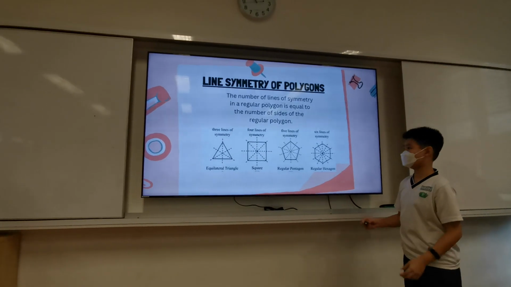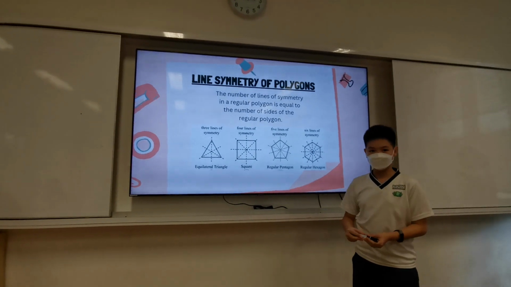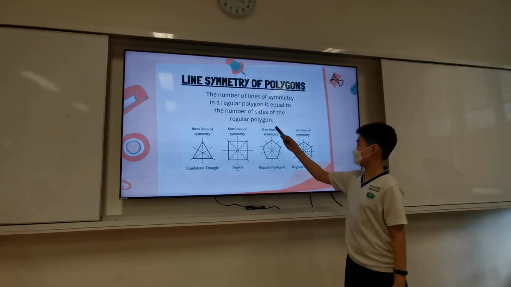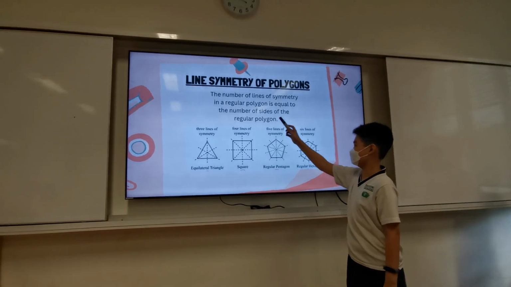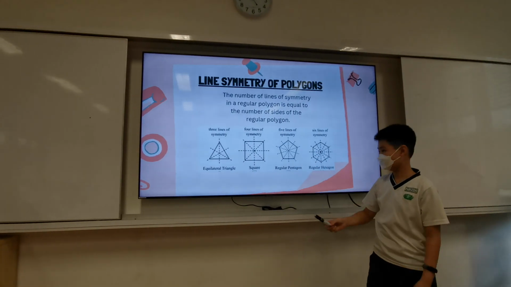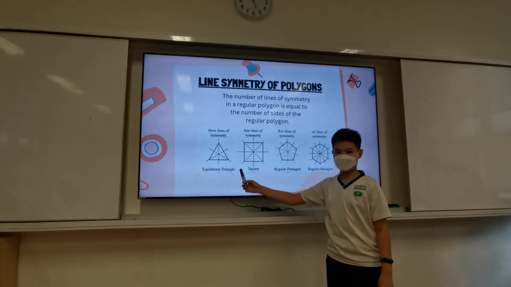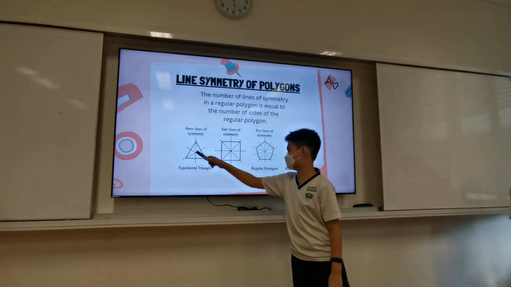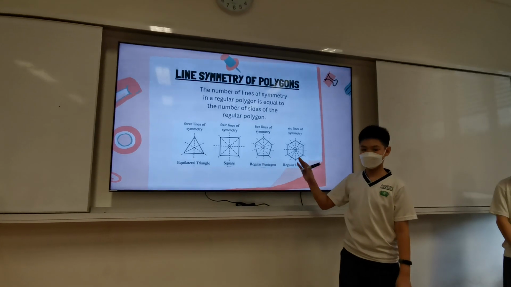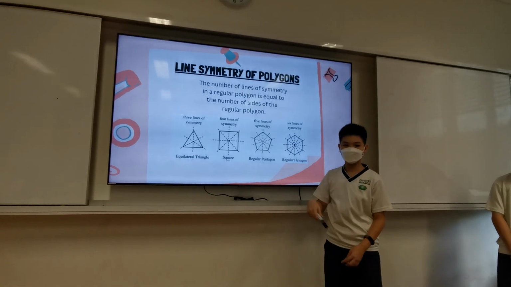So, the line symmetry of polygons. In a regular polygon, the number of lines of symmetry is equal to the number of sides. So an equilateral triangle has 3 sides, so there are 3 lines of symmetry. In a regular pentagon, there are 5 sides, so there are 5 lines of symmetry.